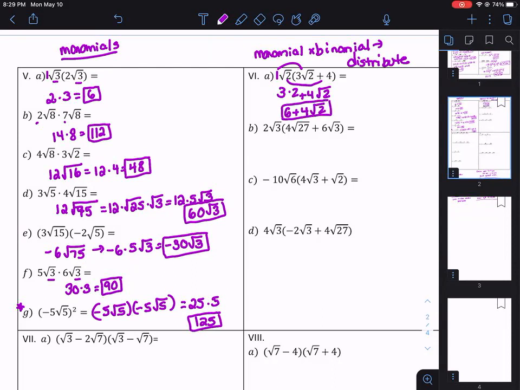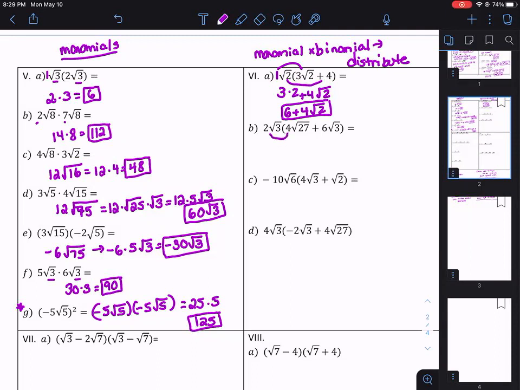I saw a couple of you guys, I was just eyeing the homework over. Some of you feel the urge to try to add the 6 and the 4 together. Please don't do that. You cannot add unless they have common or like radicals. So please be careful.